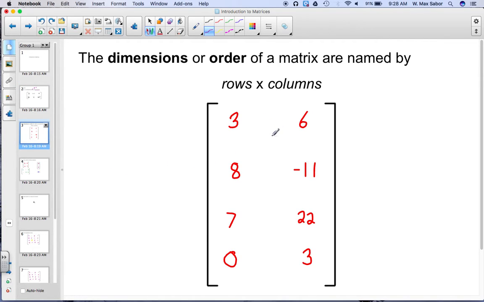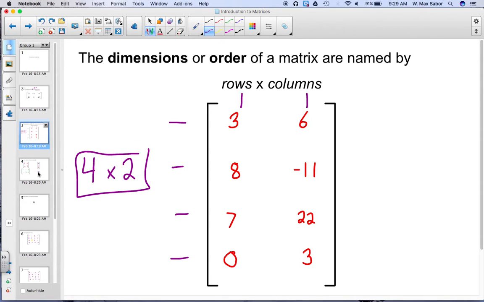The dimensions or order of a matrix are named by the rows by columns. So there's always an x between them. We're not going to multiply them out. But how many rows are there? There's 1, 2, 3, 4 rows. And how many columns? 1, 2 columns. So we call this a 4 by 2 matrix.